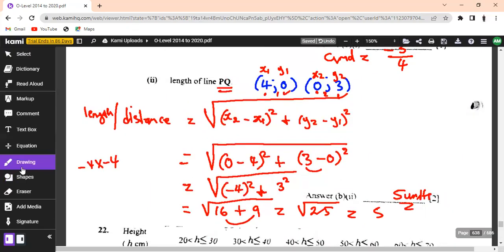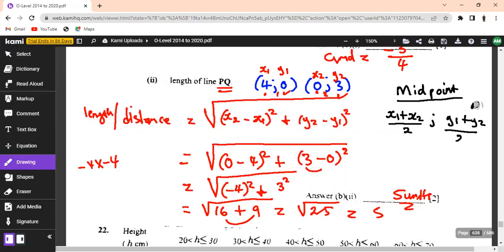And I got another question from one of you saying, how do you calculate the midpoint? The question might ask you to calculate the midpoint of PQ, the midpoint of a line. For the midpoint, you use this concept, you take those points, but this time you add the values of x together, x1 plus x2, and you divide by 2. You do the same for y, y1 plus y2, and you divide by 2. That's the midpoint.